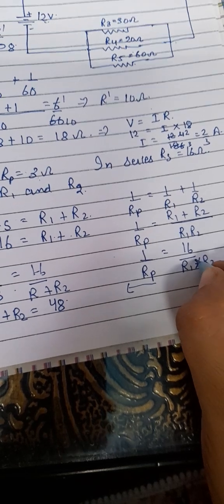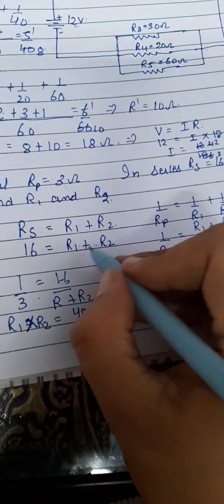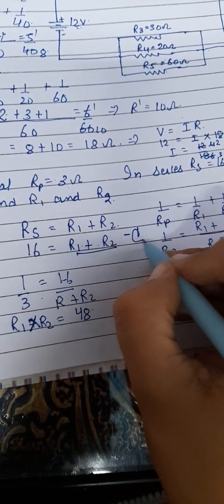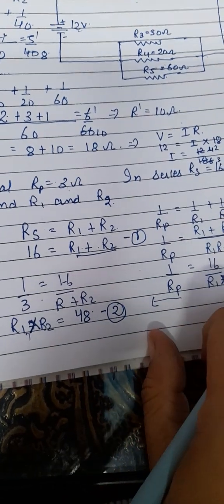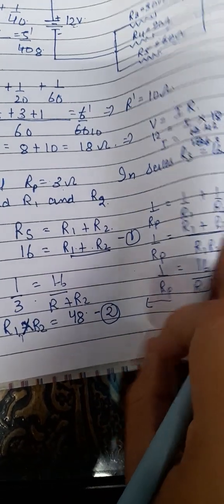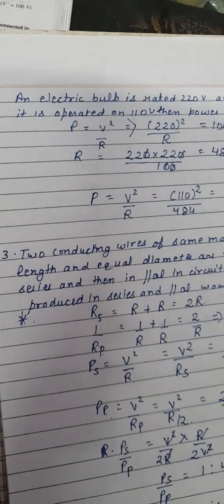Sorry, here it is a multiply. First you have R1 plus R2, that is 16. R1 into R2, that is 48. Then you have to solve these two equations and find out the values of R1 and R2. First, you have the remaining terms: R1 plus R2 is 16, and R1 into R2 is 48 ohm.